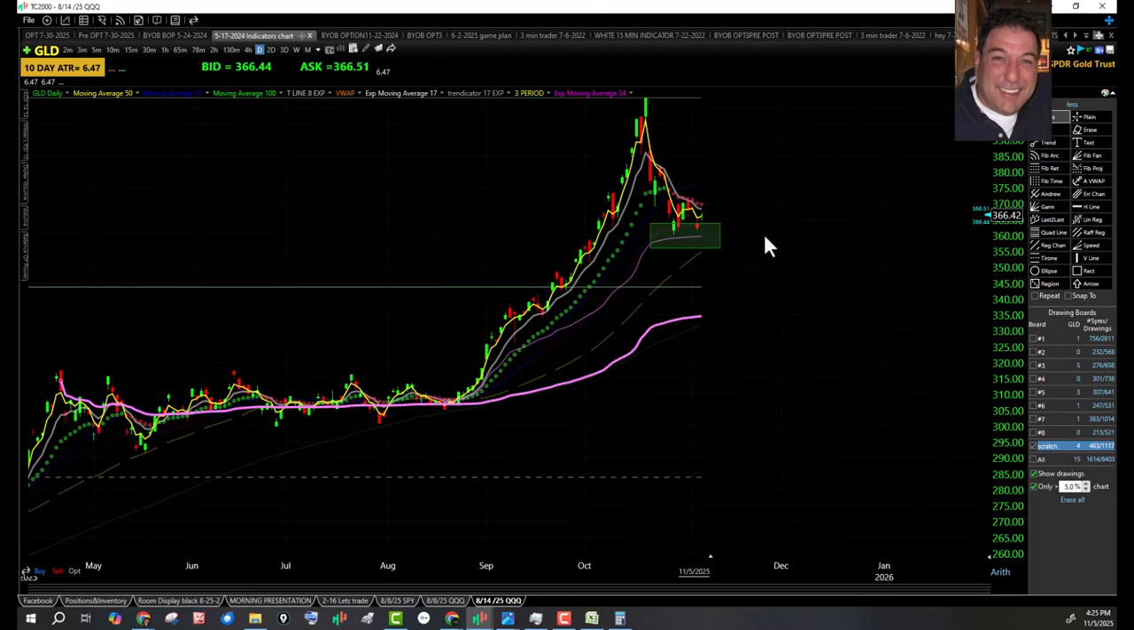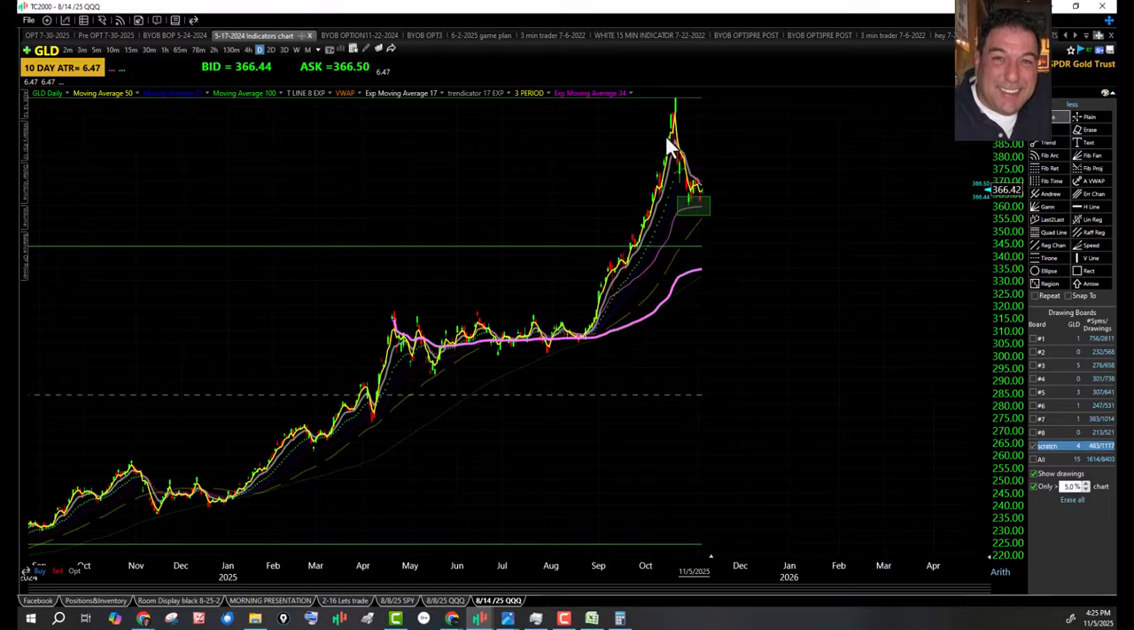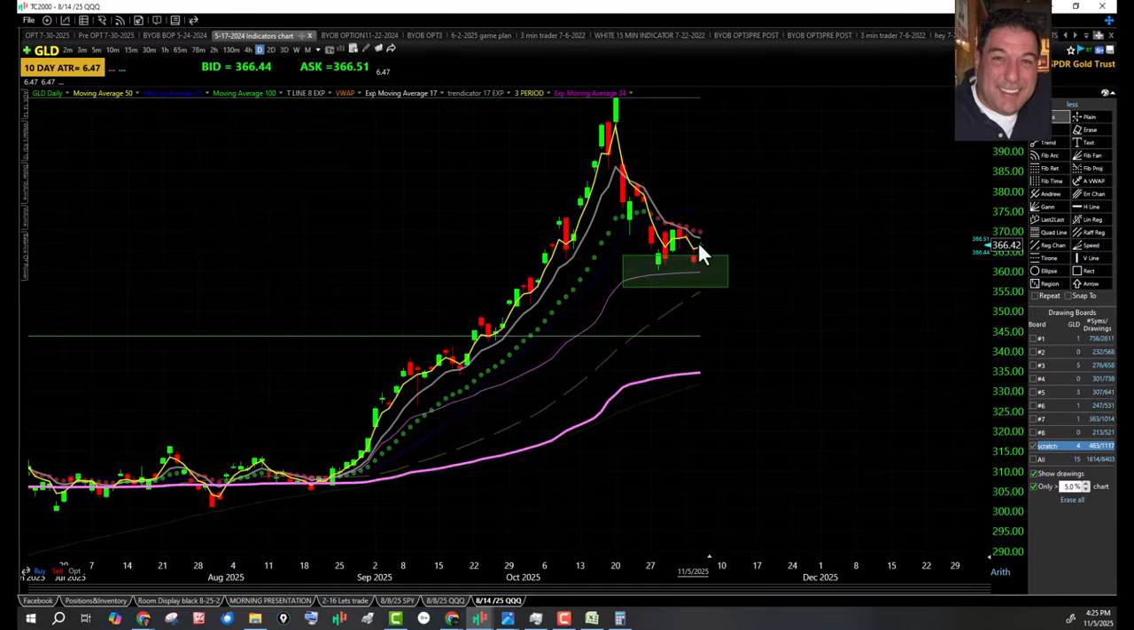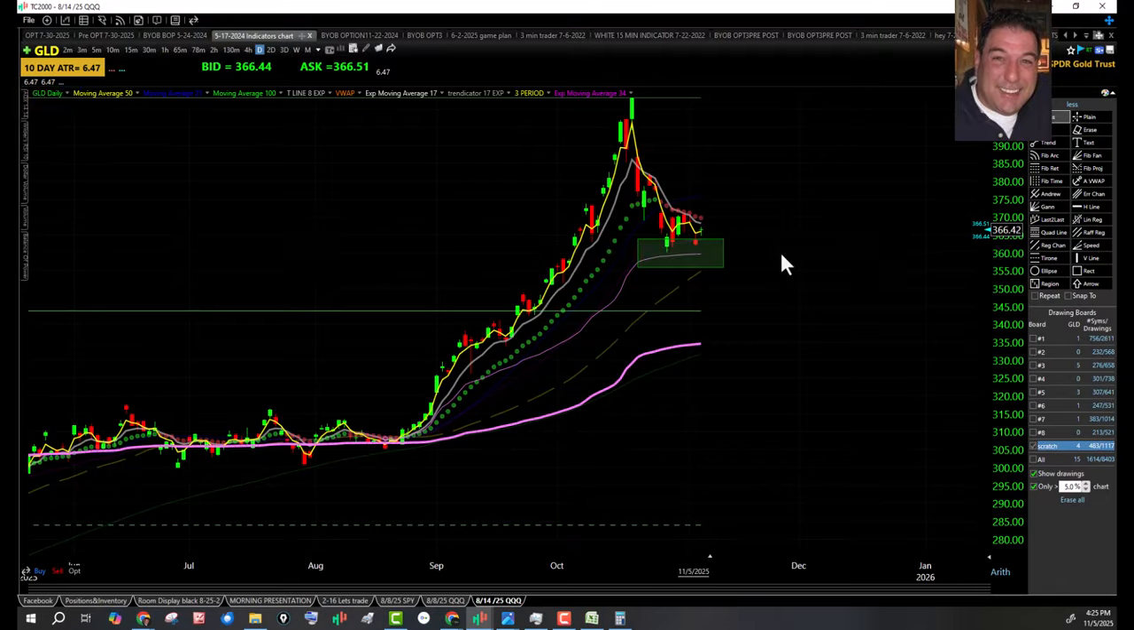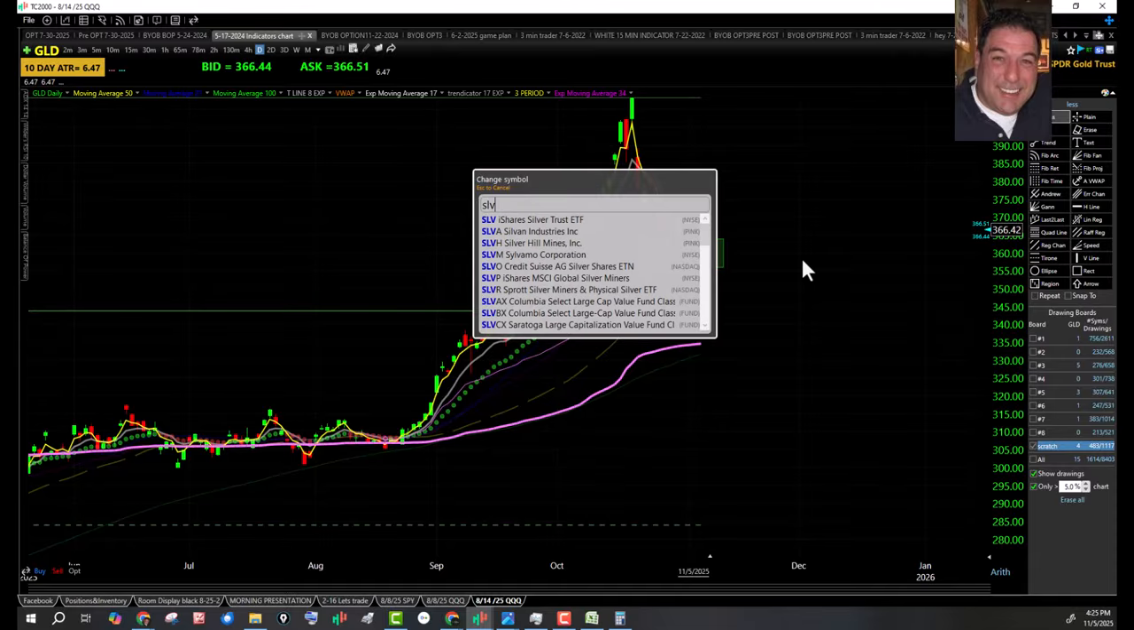Remember, it's just a label. And then look at the bullishness right there. Okay, so they were overdue for a pullback. There's gold, downtrend, bullish in quadrant 4 up there. Let's take a look at silver.